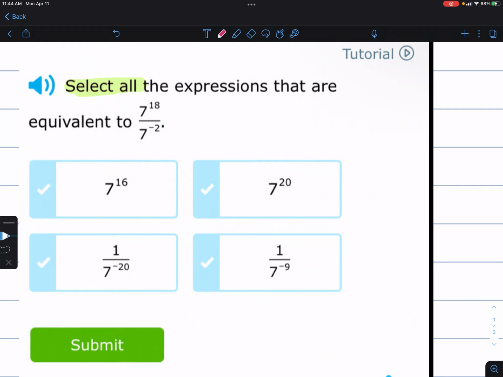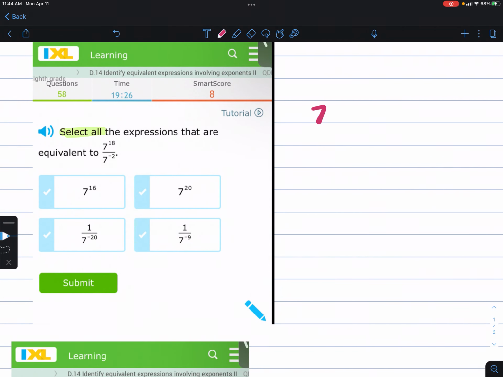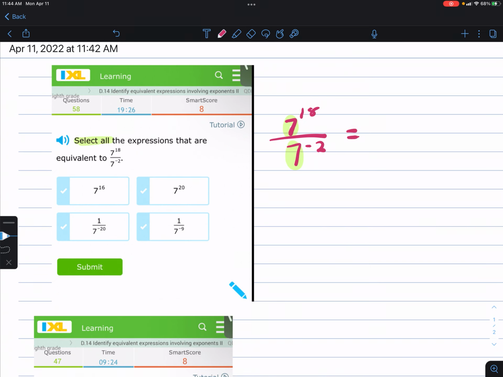The first thing I notice about this problem is that it is a division problem. This is 7 to the 18th power divided by 7 to the negative 2 power. And since this is a division problem and we have like bases, that means we can subtract the exponents. I'll take the top one minus the bottom one, keeping the 7. Our base does not change. A double negative here means we'll end up adding 18 plus 2. So let's see if 7 to the 20th power is on here, and yes, it is.